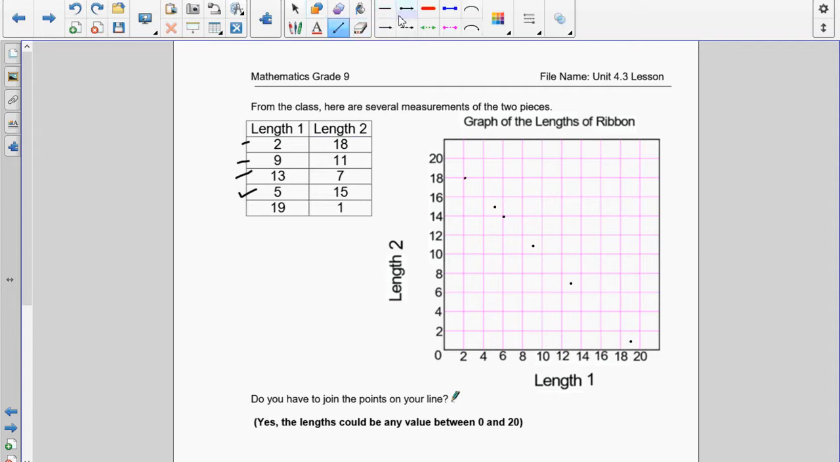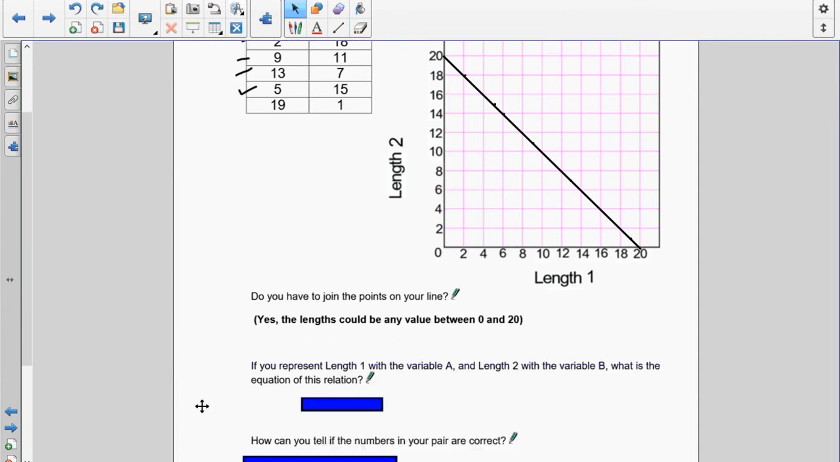That means you would have to put a line there. And if I'm good at my plotting, everything should land on my line. But I'm not exactly perfect. So this is what your graph should look like. So, do you have to have points? Yes, you do. Now, if I want to represent this as an equation, I have to select a variable for my two pieces of paper.